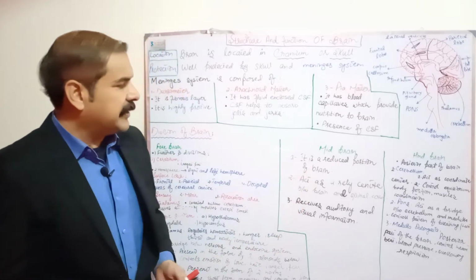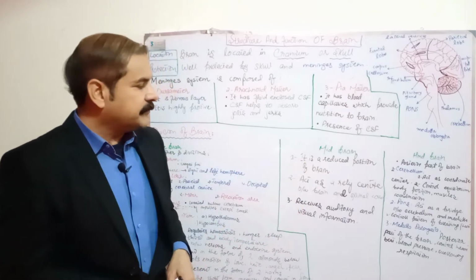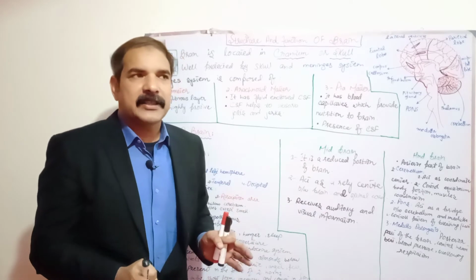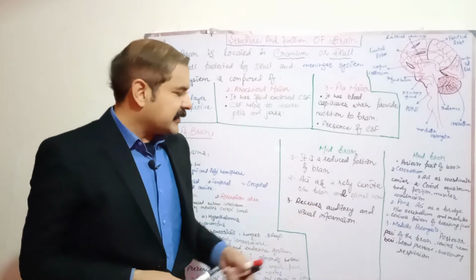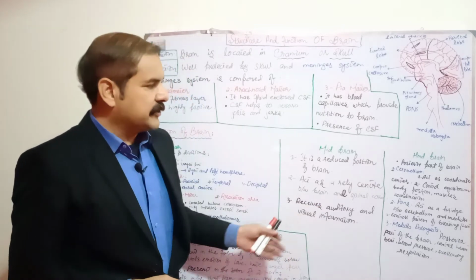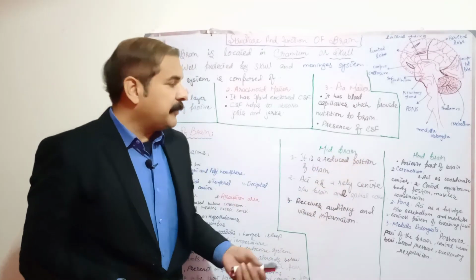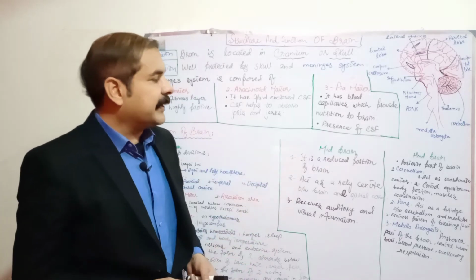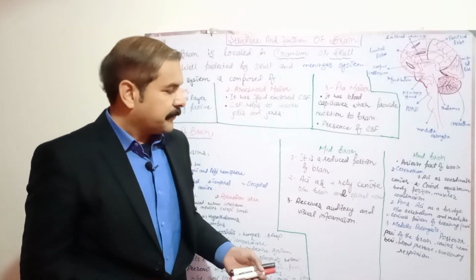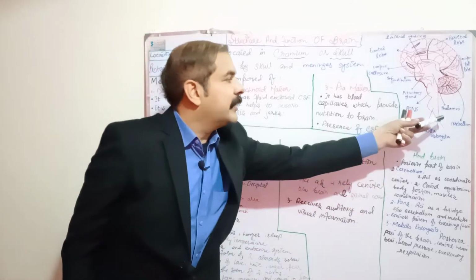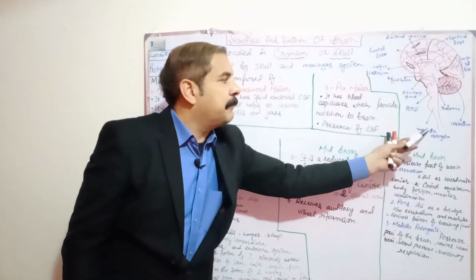The midbrain is the reduced portion of the brain, as I told you earlier, and it acts as a relay center. It receives information and transfers it to the forebrain. Normally, it is concerned with auditory and visual information. The last one is the hindbrain. The hindbrain is the posterior part of the brain, and it can be divided into three divisions: the cerebellum, the pons, and the medulla oblongata. Here is the cerebellum, here is the pons, and here is the medulla oblongata.